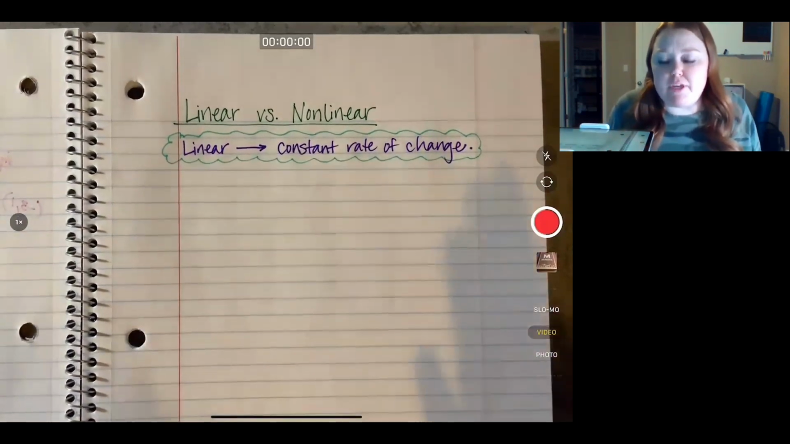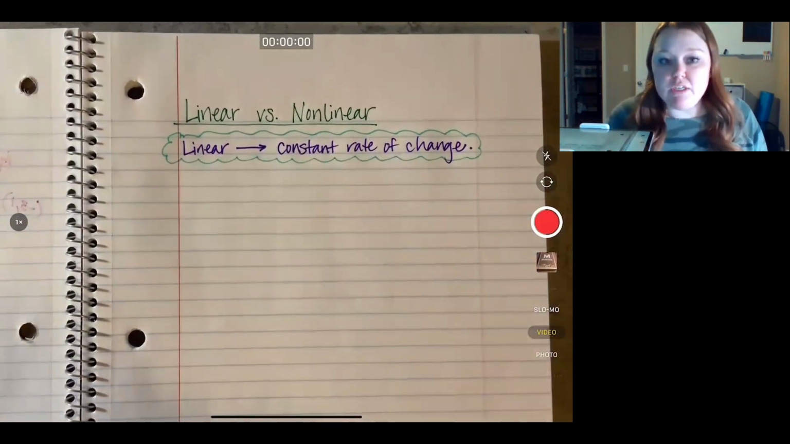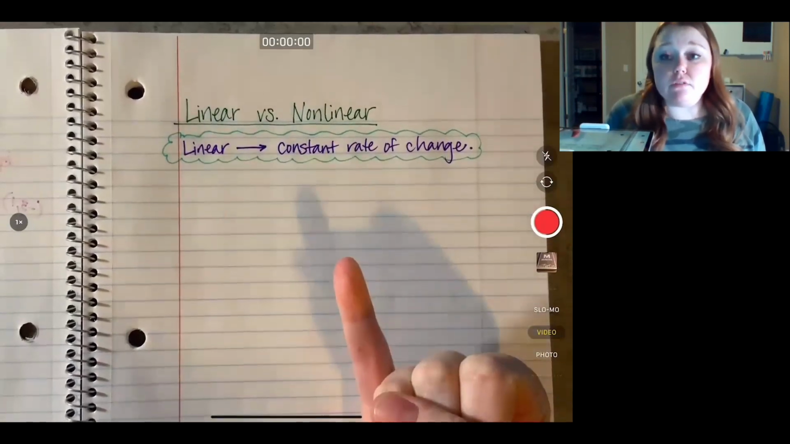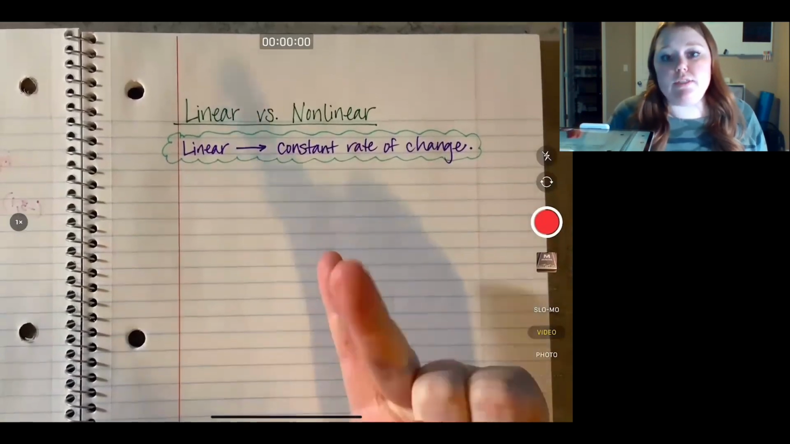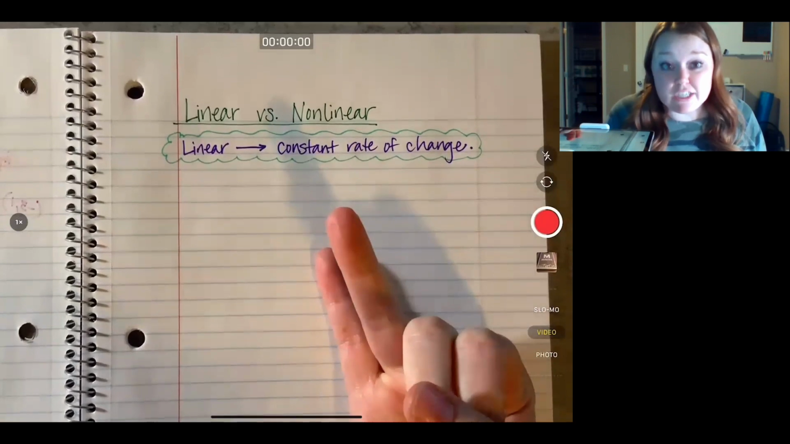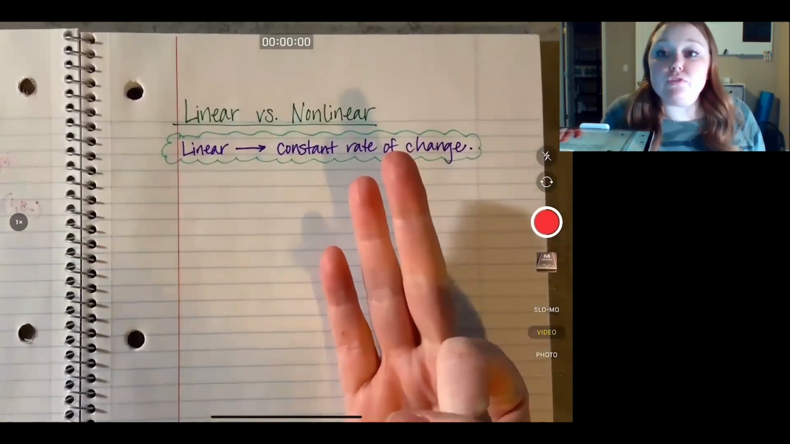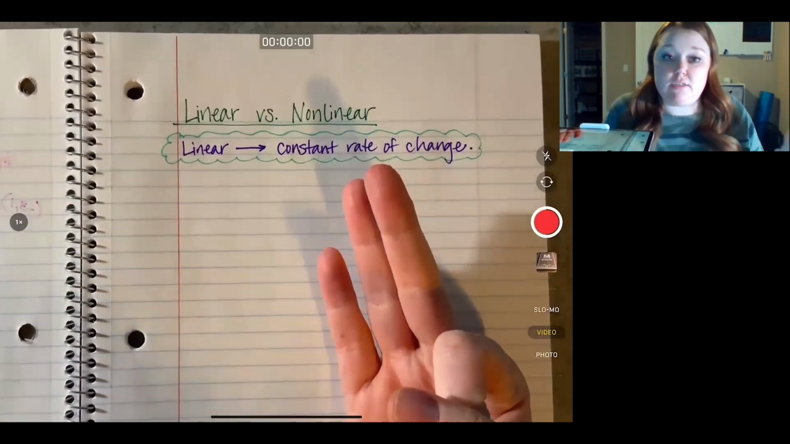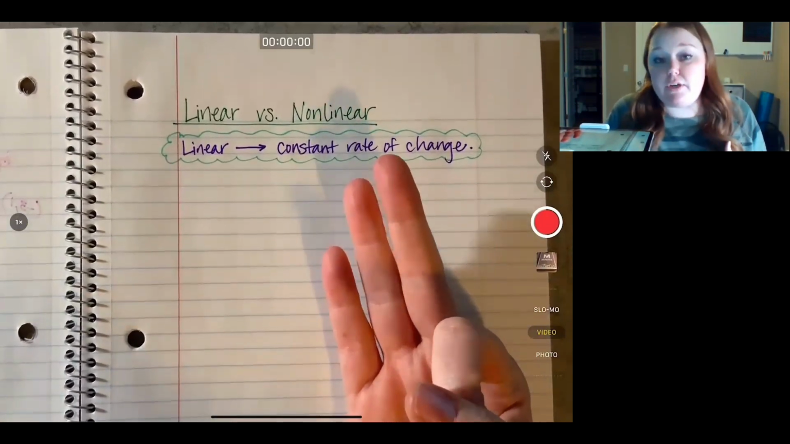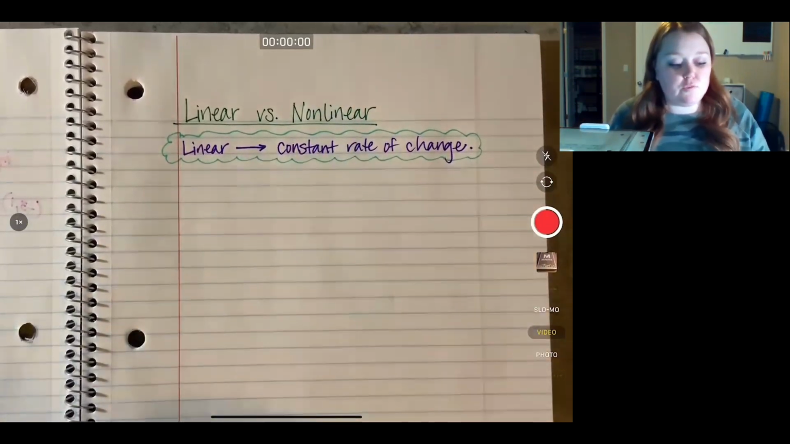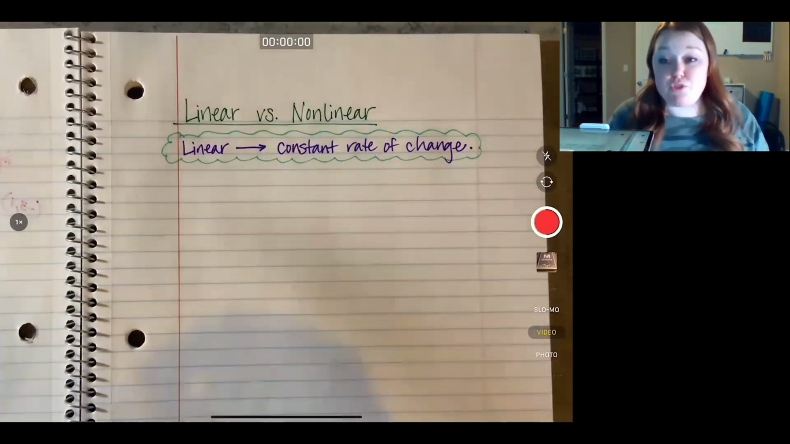What do I mean by something? Well, there's three relations that we're going to look at today. We're going to look at graphs. We're going to see if graphs are linear or nonlinear. We're going to see if equations are linear or nonlinear. And then we're going to look at tables, so XY tables, and decide if they're linear or nonlinear. Okay, so we're going to start off with the easiest one, which is graphs.